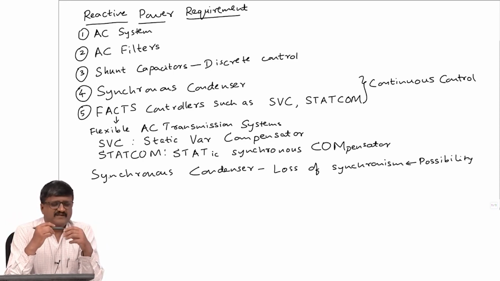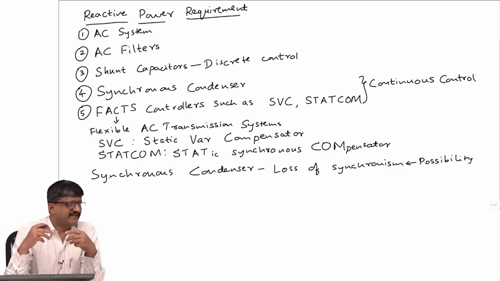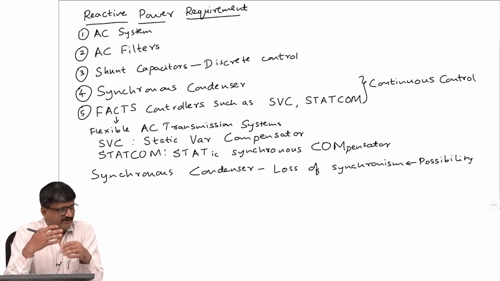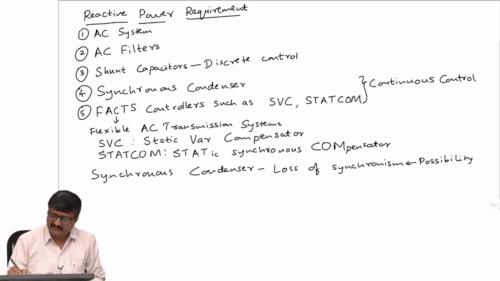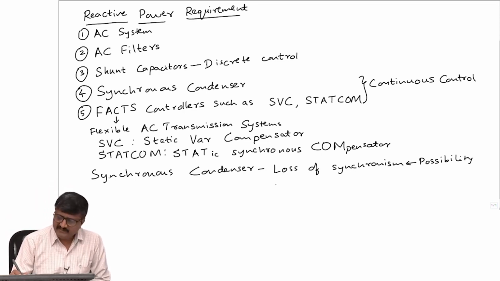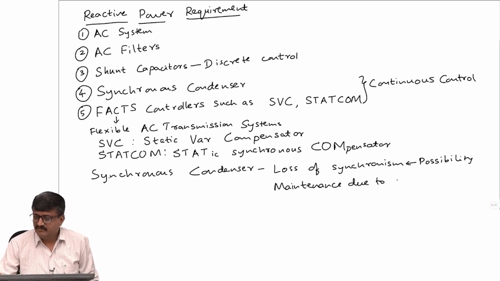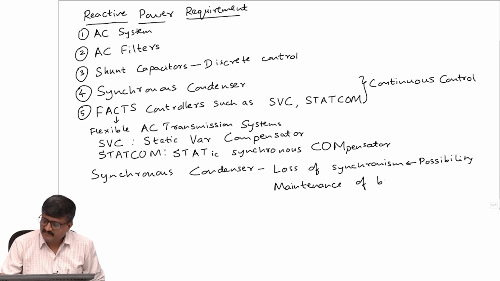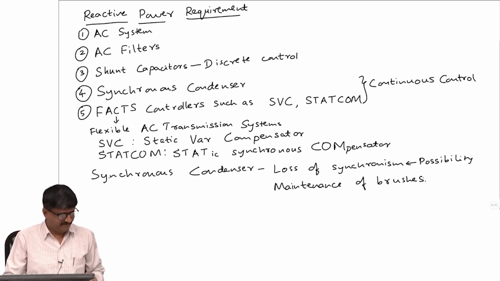Of course, there are some developments. If one uses magnetic bearings, you can avoid that also. One can use a magnetic bearing so that it just rotates in air without any contact. But this is something which requires frequent maintenance, due to the brushes. The carbon brushes keep wearing out, so you need to replace them periodically.